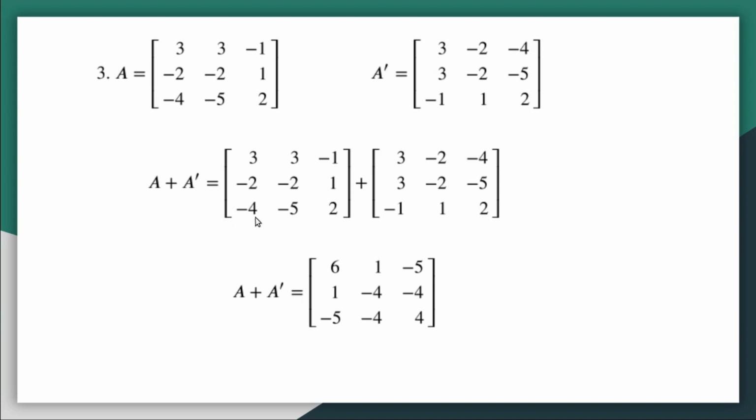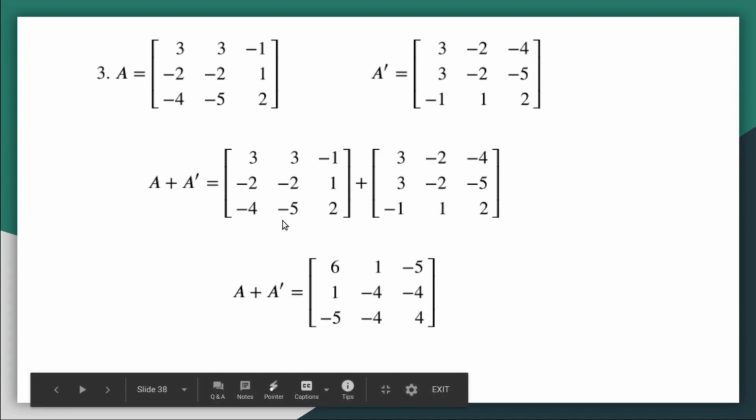Now A plus A transpose, write A plus A transpose. 3 plus 3 is 6, 3 plus minus 2 is 1, minus 1 plus minus 4 is minus 5, minus 2 plus 3 is 1, minus 2 plus minus 2 is minus 4, 1 plus minus 5 is minus 4, minus 4 plus minus 1 is minus 5, minus 5 plus 1 is minus 4, 2 plus 2 is 4. This is A plus A transpose.